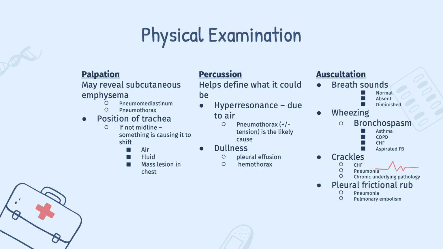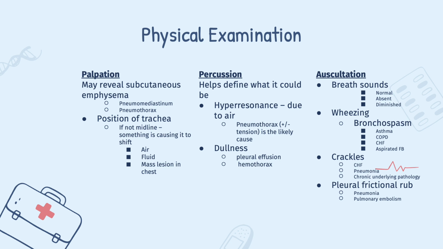So some other physical exam findings. When we're doing our palpation, as I mentioned before, that could reveal any subcutaneous air, so emphysema. That could be a pneumomediastinum or a pneumothorax. What's the position of the trachea, if it's not midline? Percussion certainly helps to define what it could be. Do we have a hyperresonance due to air? Think pneumothorax. Or is it dull? Maybe we have a pleural effusion or a hemothorax, so blood within that space.